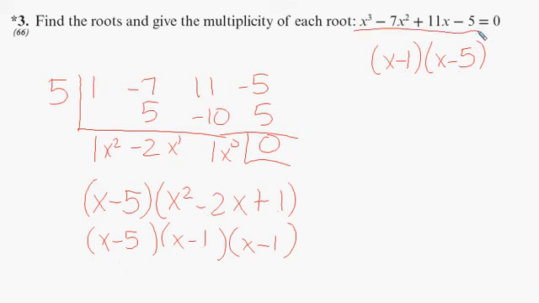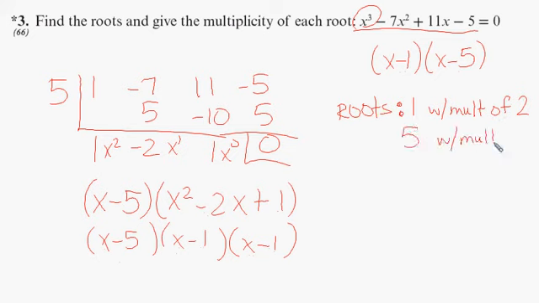Now, one way that I know that I'm done is that I have x times x times x here. There's x to the third. So I know that I've got all of my factors represented. So the roots, okay, positive 1 is one of the roots with multiplicity of 2, right? Because it appears twice. The other root is 5 with multiplicity of 1 because this factor only appears once, okay?